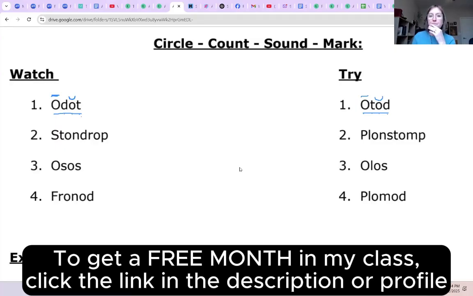Okay. So this O is going to say O because of the tap 2 rule. There's a vowel one or two doors away. This O does not have a vowel one or two doors away, so it will not say its name. It will say its regular short sound, ah. So we have O, T, A, D. O, Todd. If you'll notice, this letter right here is only air.